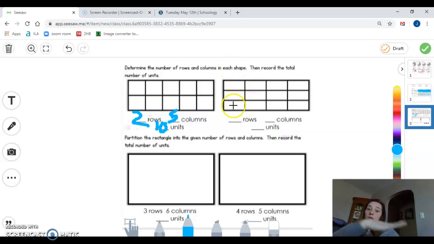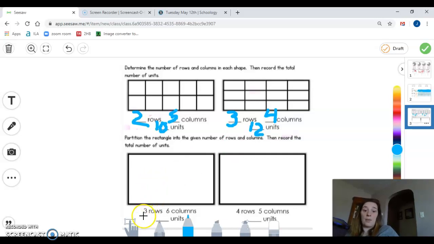Okay? This one, rows go side to side. 1, 2, 3. 3 rows. Columns. 1, 2, 3, 4. Columns go up and down. There are 4. So how many are there all together? Right, there's 12. 4 plus 4 plus 4 equals 12. Good.